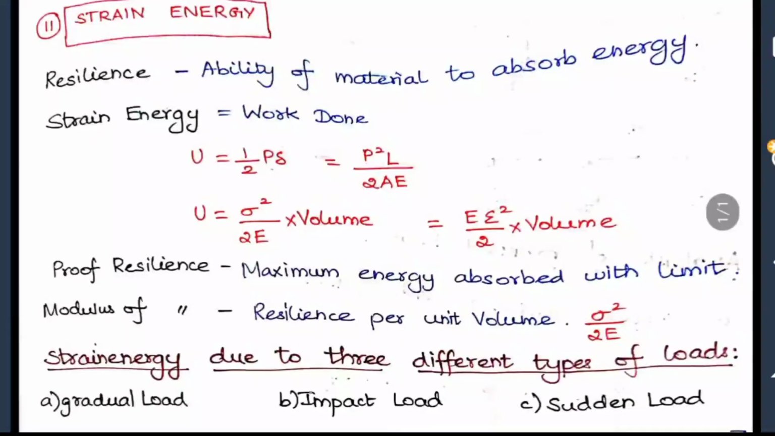We know that Young's modulus is equal to stress by strain, no? So that formula is again applied, and it is expressed as E into strain square by 2 into volume. So these are some different forms of the strain energy formula. And then proof resilience, as I told, is the maximum energy absorbed within the limit, that is the limit of proportionality. And the modulus of resilience means the resilience per unit volume. So its formula will change to sigma square by 2E alone, as volume and volume get cancelled.